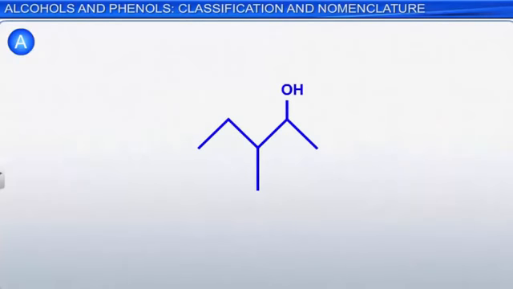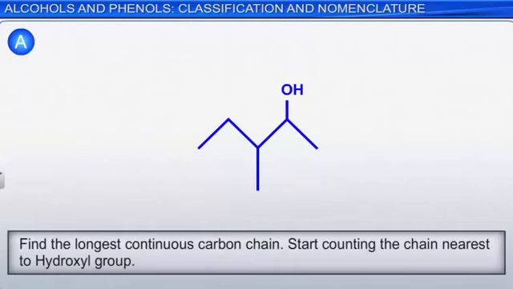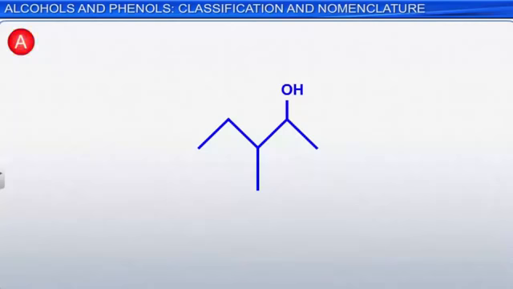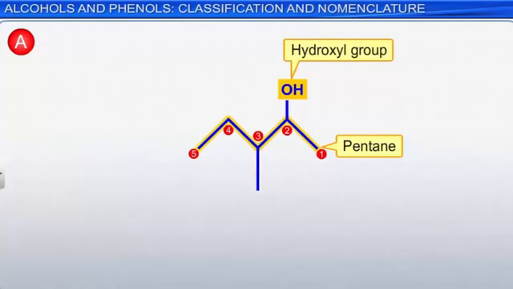When naming organic compounds, remember to find the longest continuous carbon chain. Start counting the carbons at the end of the chain nearest to the hydroxyl group. In molecule A, the longest continuous chain has 5 carbons. Start counting from the right-hand side of the molecule at the end nearest to the hydroxyl group.